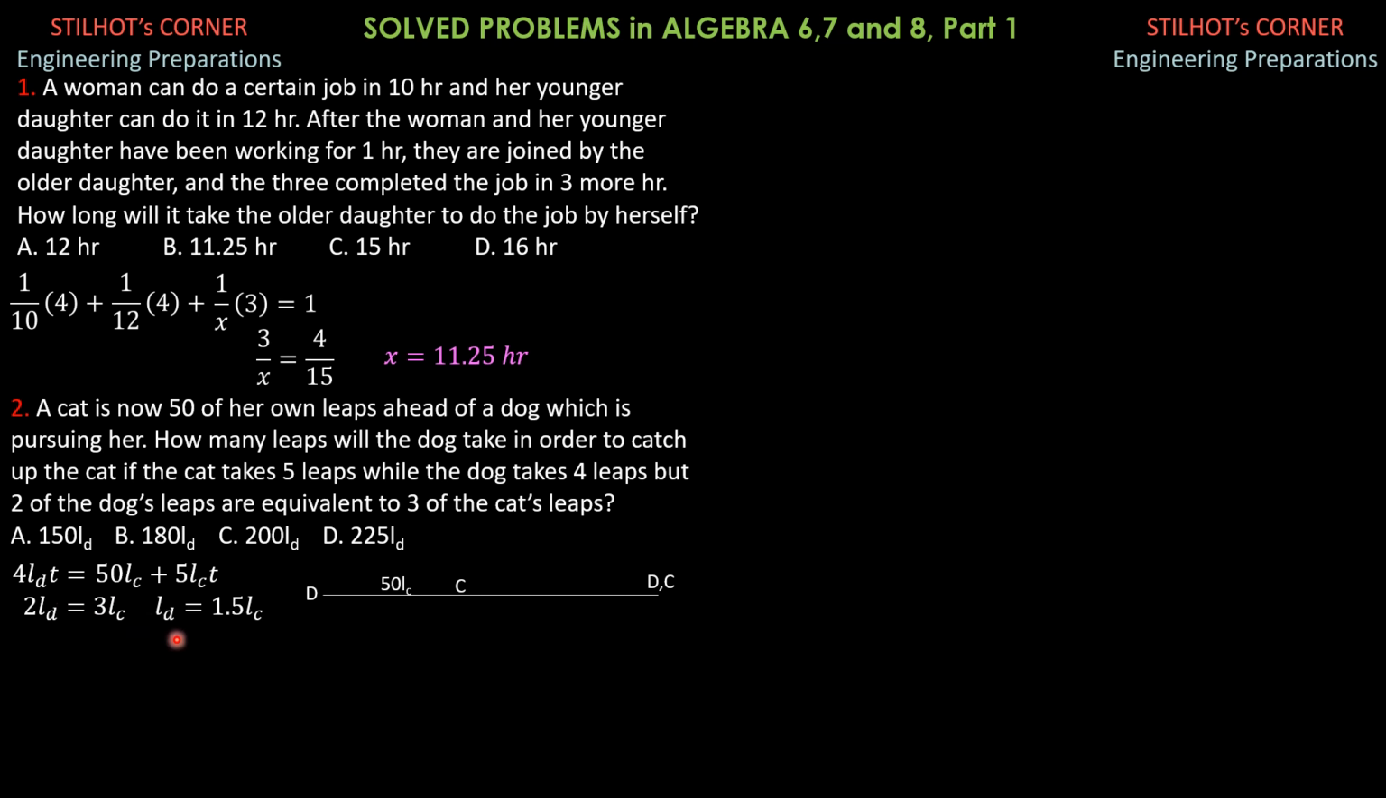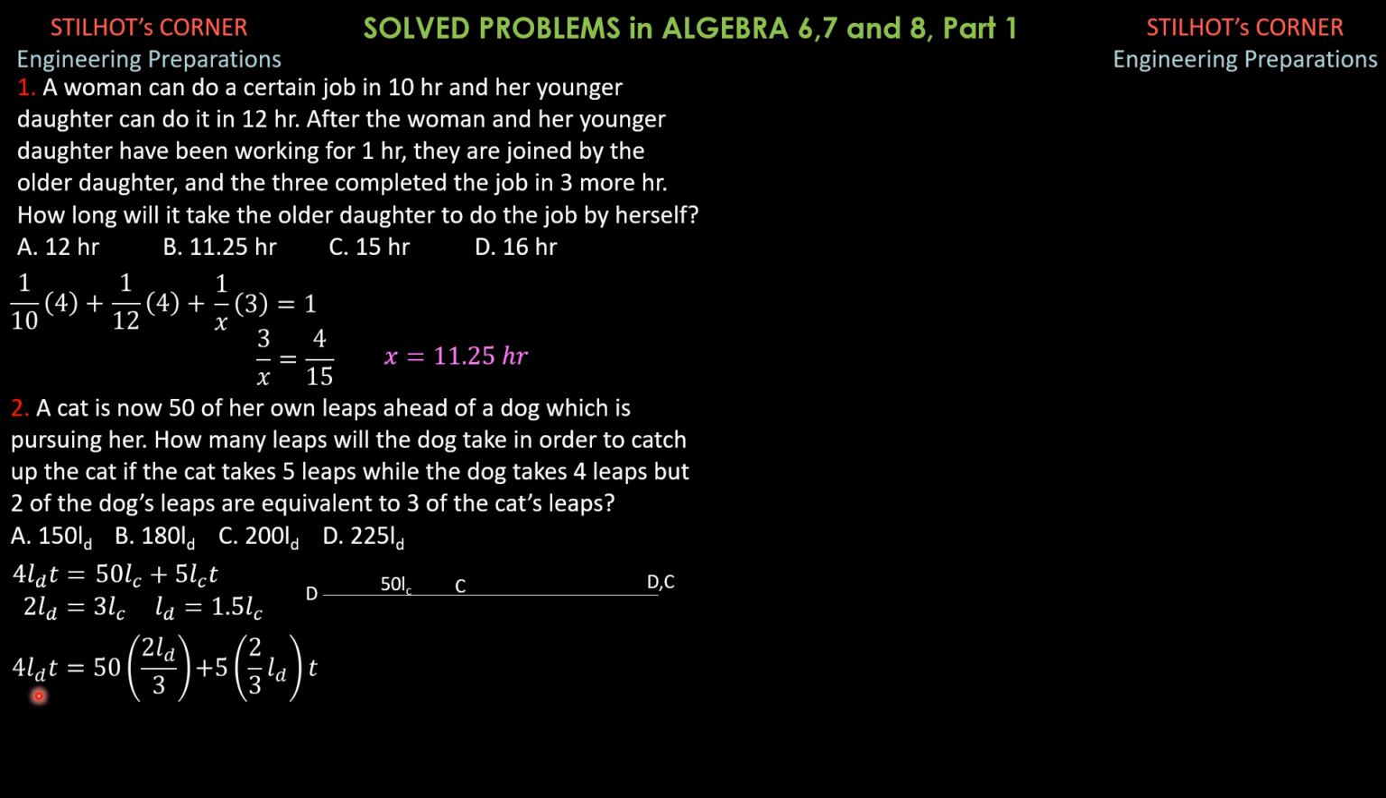So dog sleeps is 1.5 cat sleeps, or cat sleeps is 2/3 of dog sleeps. So 4 times dog sleeps times time equals 50 times cat sleeps, which is 2/3 of the dog sleeps, plus 5 times 2/3 of the dog sleeps times t. So we can cancel dog sleeps here, common to all terms of the equations.